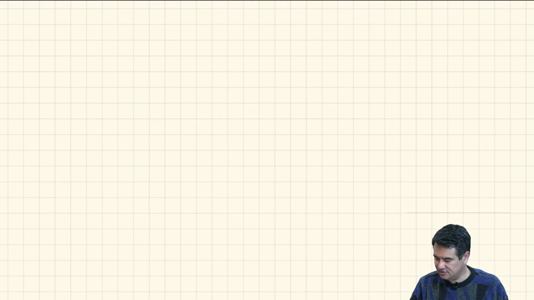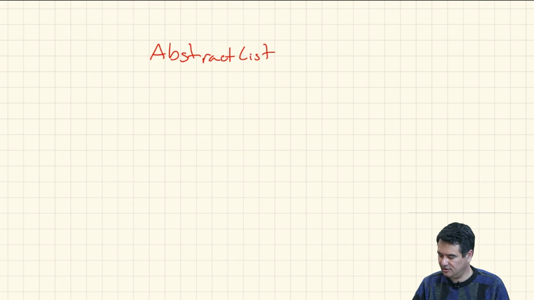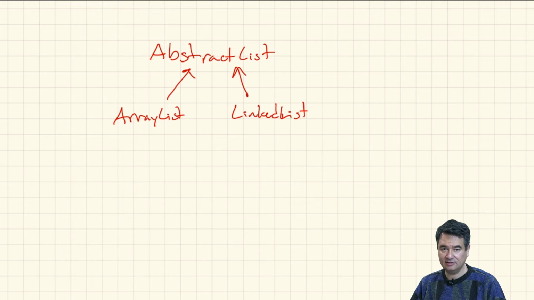All right, so here is abstract list. And here is array list and linked list. And they both go back to this one here. So array list is an abstract list and linked list is an abstract list. And that means that both of them are compatible as far as types go because they have the same parent type. So let's go and take a look at abstract list.